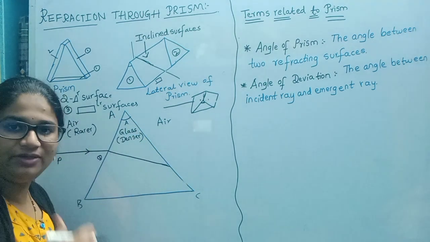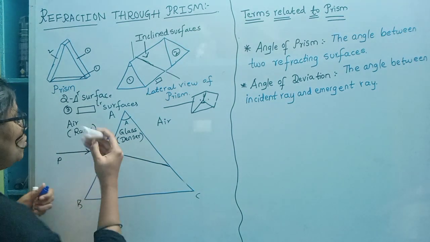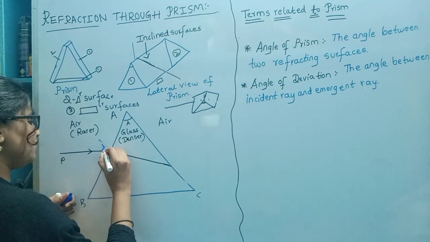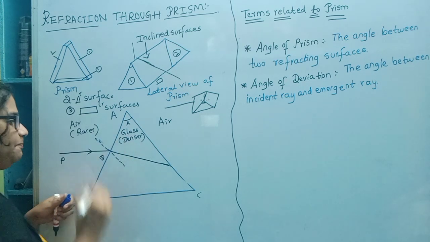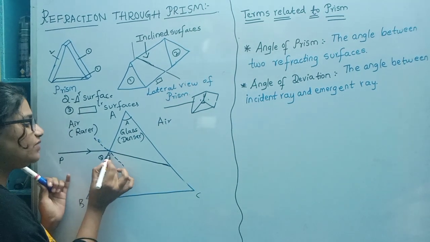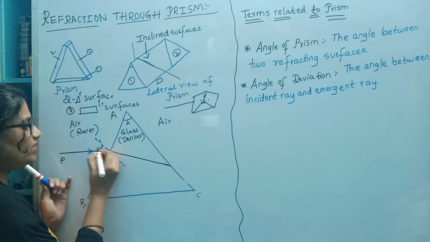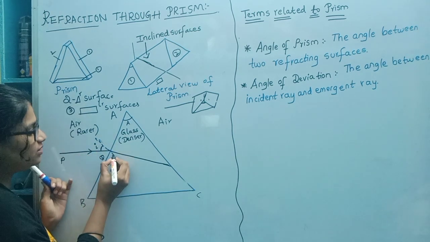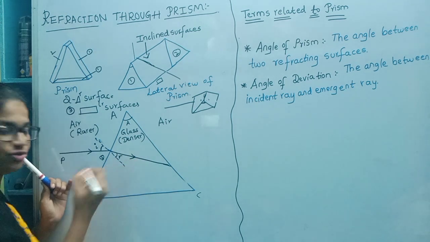When we consider a normal, let us draw a normal over here. A normal is nothing but a perpendicular to the surface of the triangular surface. So this is a normal. The angle of incidence is the angle between the normal and the incident ray. So this is the angle of incidence, which is denoted by I. The angle of refraction is the angle between the refracted ray and the normal. So this is the angle of refraction.